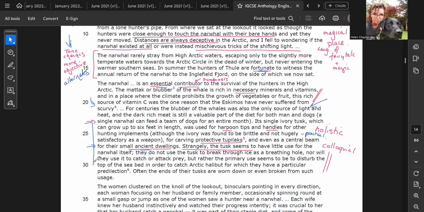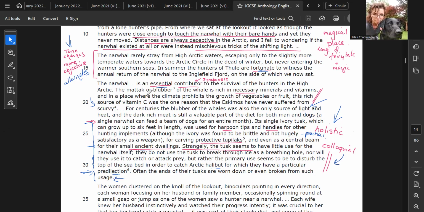It speculates on, well, what is the horn for? And it shows a familiarity with the animals. You know, they're particularly fond of Arctic halibut. A particular predilection is a particular fondness. And the fact that they've been closely observed. So we get this feeling that the use of the narwhal is approached holistically. They deal with the whole animal. And we move into a slightly more colloquial, more informal tone. We're saying, look, this is what we do, this is what happens with this.